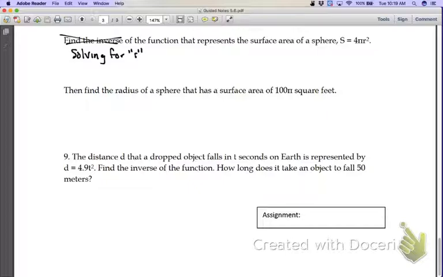So if you have that the surface area of a sphere is s equal to 4 pi r squared, then all I'm going to do is just solve for r. I need to divide by 4 pi. So I'm going to have s over 4 pi equals r squared. I need to get rid of the squared, so in doing that I'm going to take the square root of each side. So r is equal to the square root of s over 4 pi.